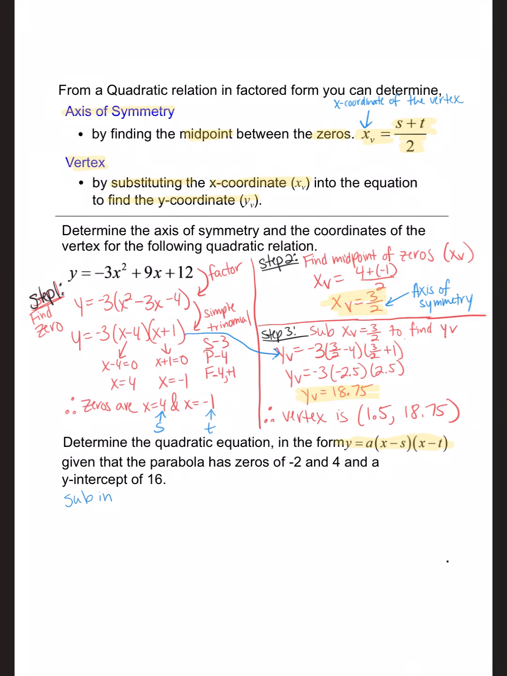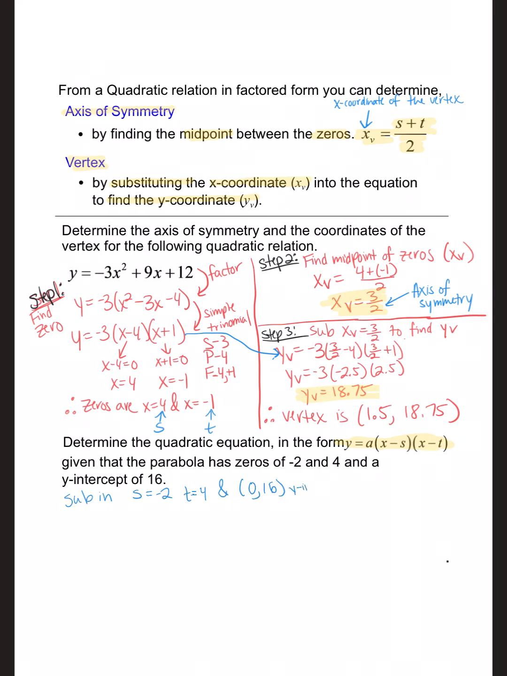What variables do those represent? Well, those are my zeros. Okay, so my zeros are represented by s and t. So one of my zeros is -2 and the other one is 4. Okay, and it has a y-intercept of 16. Well, if I wanted to represent that y-intercept as a complete coordinate, it would be 0, 16.